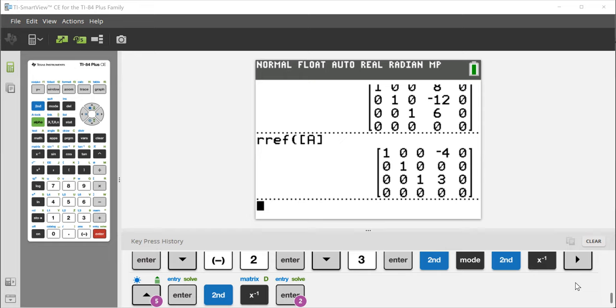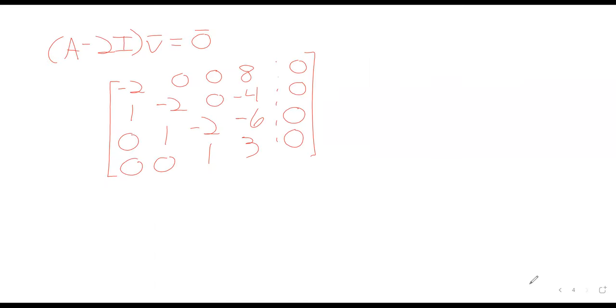So let's go back to the whiteboard. We get x1 equals 4x4, x2 equals 0. If we want, we can think of that as 0 times x4. x3 equals negative 3x4. And then we don't have an equation for x4. But if we want, we can write in a dummy equation that x4 equals itself. And now every value of x4 gives us an eigenvector.